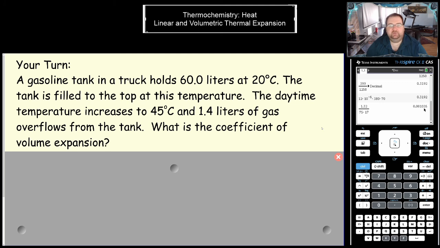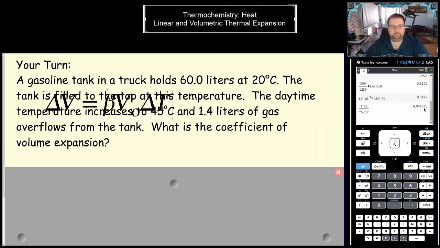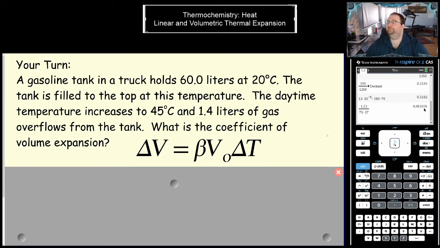Your turn. A gasoline tank in a truck holds 60 liters at 20 Celsius. The tank's filled to the top at this temperature, so it's similar to the last problem. The daytime temperature increases to 45 degrees Celsius, so from 20 to 45. So you know your change in temperature there. And 1.4 liters of gas overflow. So again, we know our change in liters. What's the coefficient of volume expansion? I'm going to grab the formula for you guys. There you go. Give it a shot, pause the video here, and come back when you have the answer.